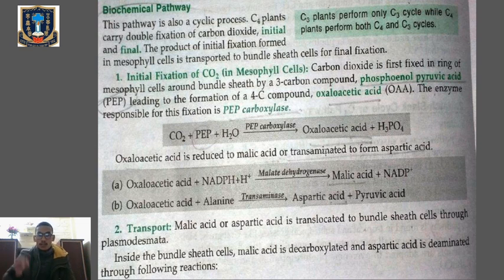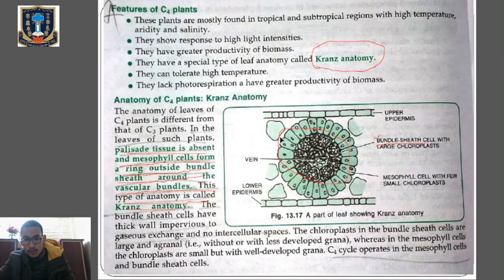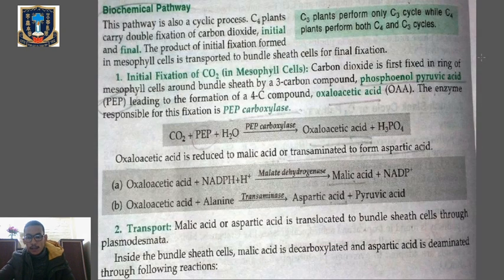Initial fixation of carbon dioxide occurs in the mesophyll cells, that means in a ring outside the bundle sheath. The carbon dioxide is first fixed in the ring of mesophyll cells around the bundle sheath, and this fixation is mainly done by a 3-carbon compound called phosphoenol pyruvic acid, PEP. We also call this PEP carboxylase. This is the name of the enzyme.